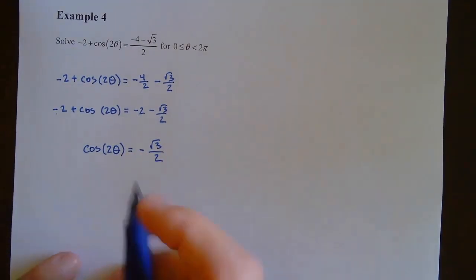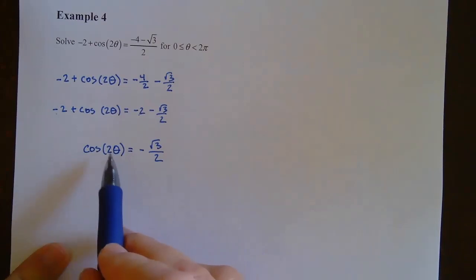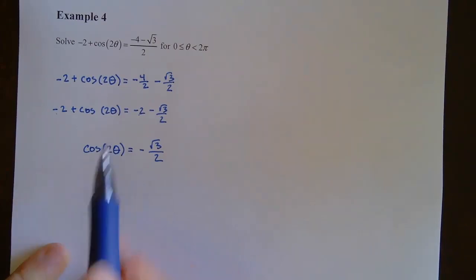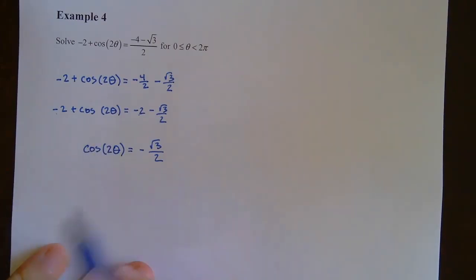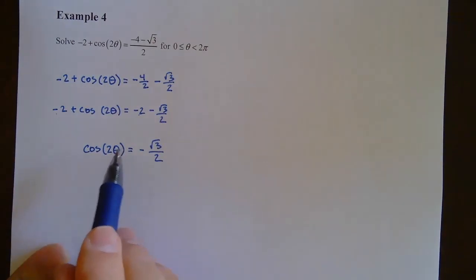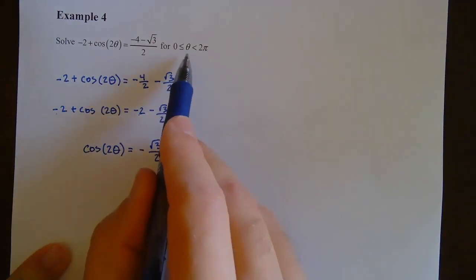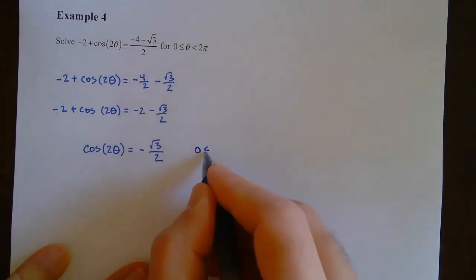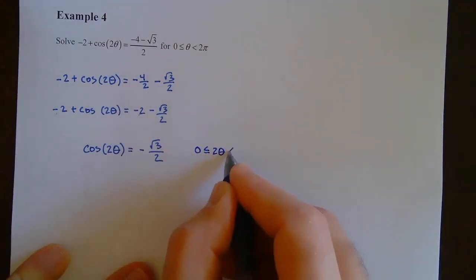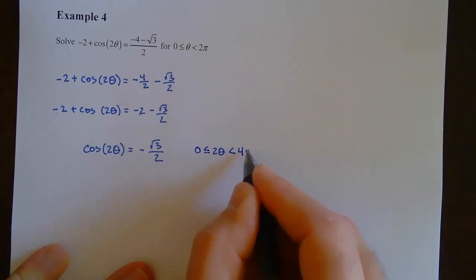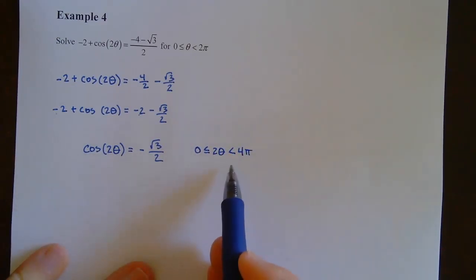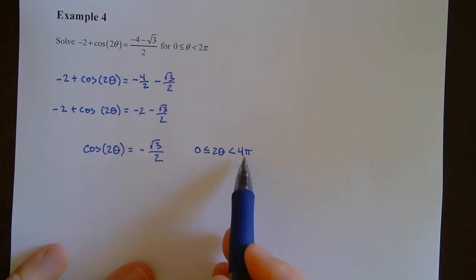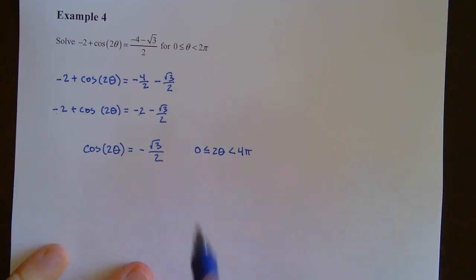Now, what are the restrictions? Well, we're not finding the angle theta, I mean, at the end we are, but at first we're going to solve for angle 2 theta. But to solve for angle 2 theta, I need to know what my restrictions are. So this would be 0 less than or equal to 2 theta, which is less than 4 pi. So I'm going to look for all the angles between 0 and 4 pi, which is 2 full rotations. I've got to go around twice, okay?